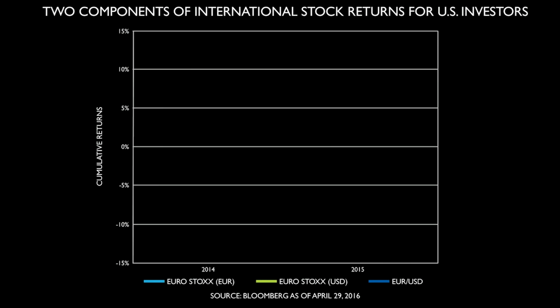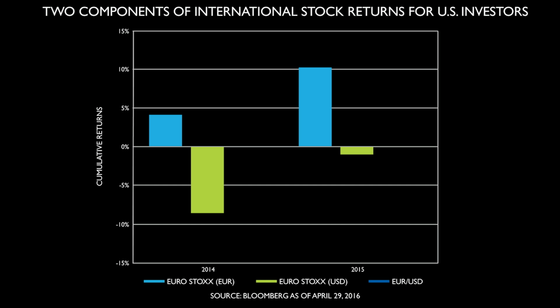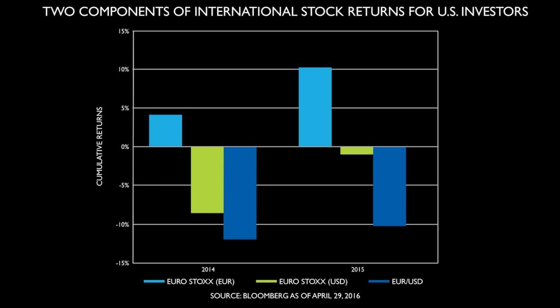In 2014 and 2015, the Eurostoxx, a broad index of Eurozone companies, was positive. But the return for US investors in US dollars was negative. The difference was due to the currency impact.